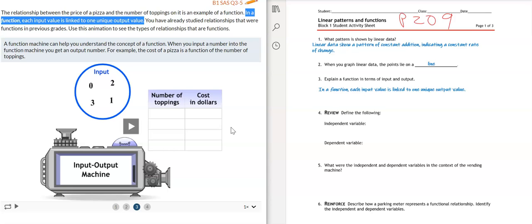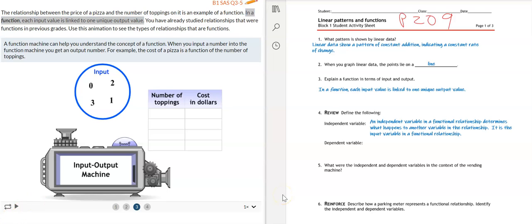Let's take a moment and answer the question for what is an independent variable and a dependent variable before we move on any further. So, an independent variable, I have a really great definition for you.